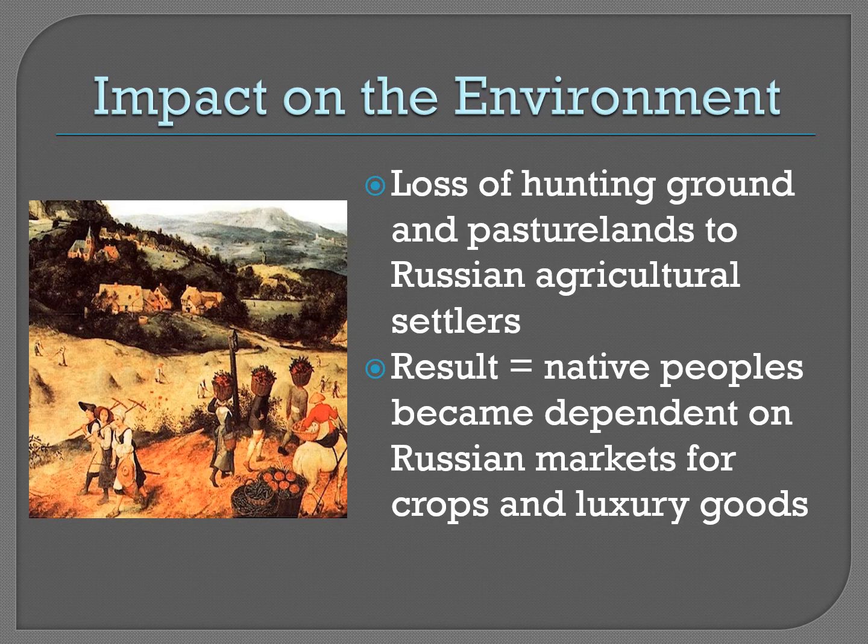This means that native peoples become dependent on Russian markets for crops and luxury goods, right? So as for these native nomads, as their hunting grounds are taken away, as their pasture lands are taken away and turned into farms, now where they got their resources to live, like where they got their food, their basic resources for making clothes and shelters and so on, that's been now taken away, right?